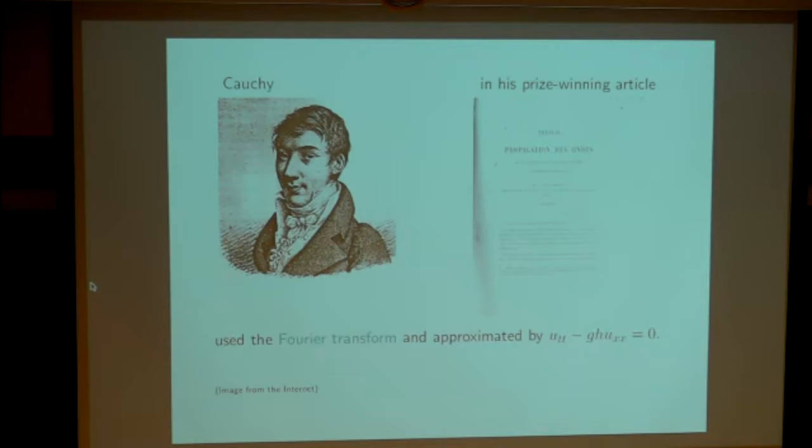Now, on the right, this scan is not showing that well, but this is the first page of his prize-winning article. Cauchy was a prolific writer, and the complete works of Cauchy span 16 big books. And you can find this article in volume 1, page 1 of these complete works. Now, this is a long article, 120 pages long. And in these many pages, Cauchy used what we now call the Fourier transform, starting from the water wave problem, to derive the wave equation. This is my interpretation. But anyway, with the speed that matches the shallow water limit.